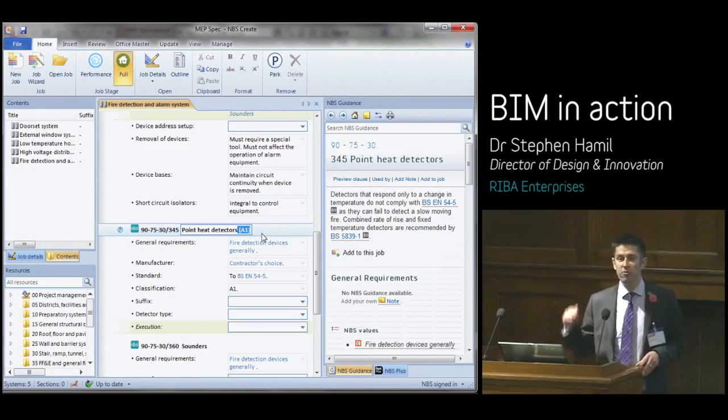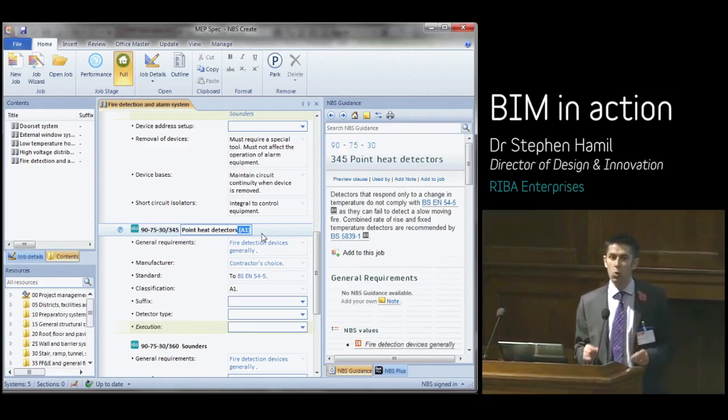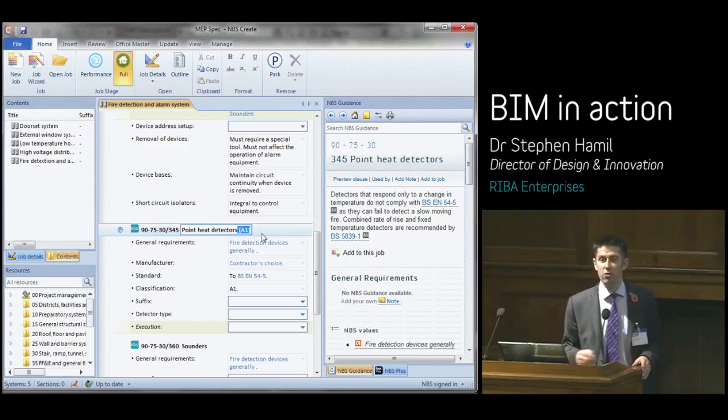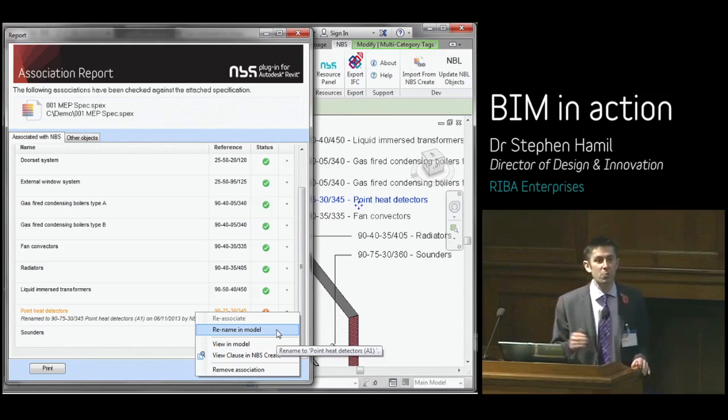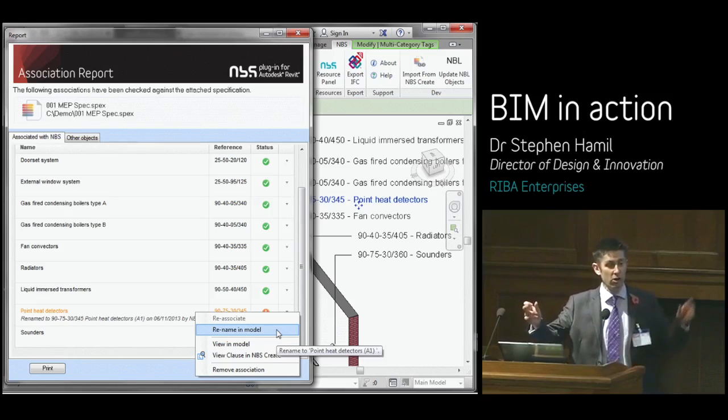And it's not just about feeding information into there, it's about coordinating the information. So in the specification here, we changed the point heat detector to an A1 classification. Annotated on the drawings, the titles may not match, or it might have been removed from the spec and no longer be in the drawing. You can ask for a report, and it flags up where the problems are. So it's not quite as seamless as you change it in one drawing and it automatically changes in another, but the information's getting flagged up.